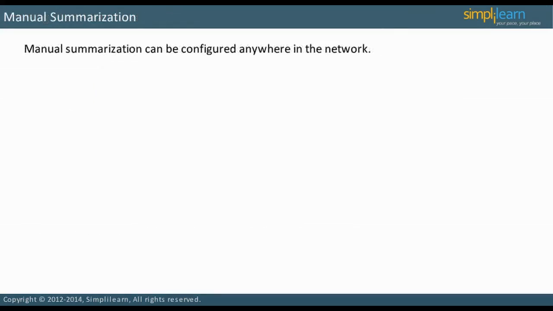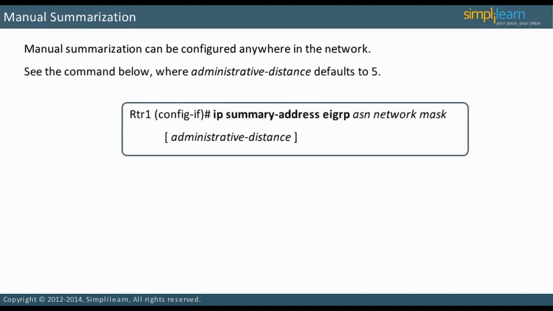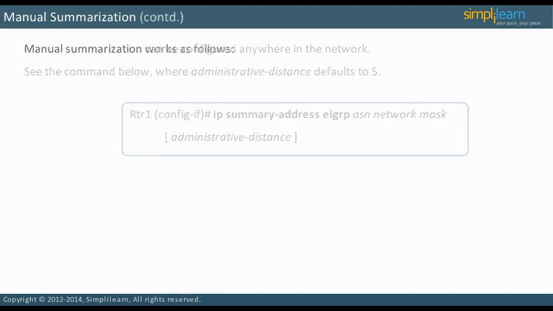Manual summarization can be configured anywhere in the network. This is a feature unique to all the routing protocols. Note that administrative distance is optional. The default is 5. We will continue this discussion in the next slide.